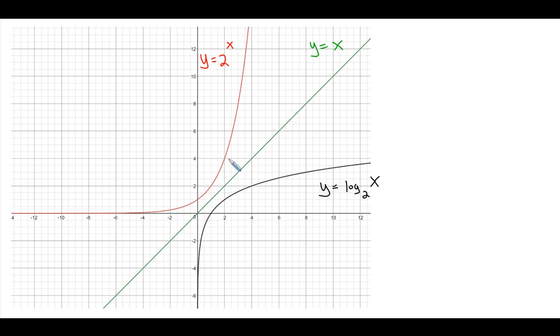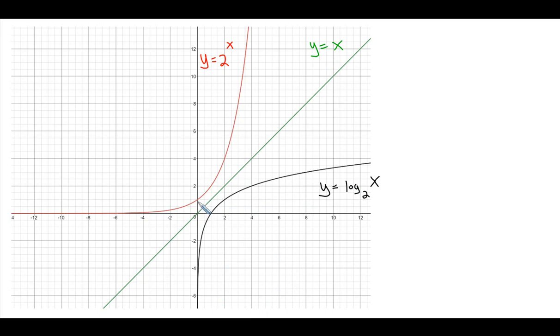We know that this is going to grow exponentially. And we also have the line right here, y equals x. Now, since exponential functions and log functions are inverses of each other, we know that the graph of the log function will just be a reflection of the graph of the exponential function. So basically the graph of this log function is just a reflection over the line y equals x of this exponential function.